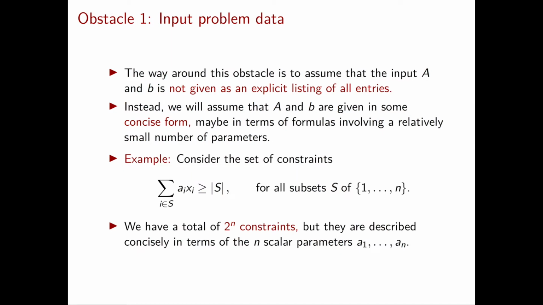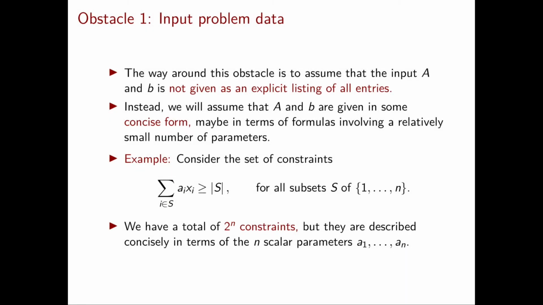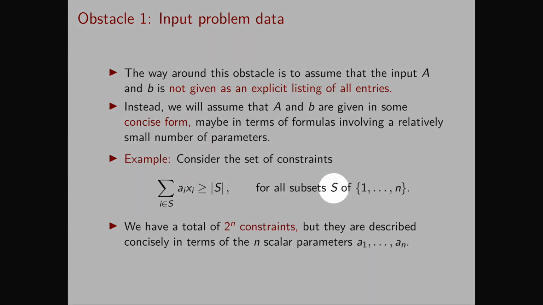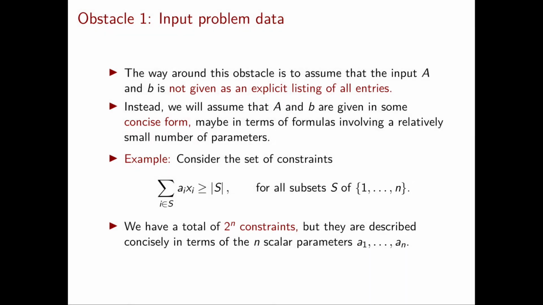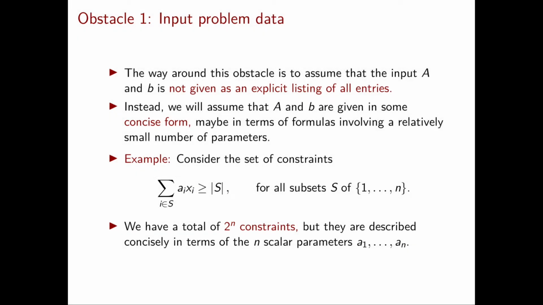Consider the following set of constraints. Sum of a_i x_i for i in S is greater than or equal to the cardinality of S. We consider this inequality for all subsets S of 1 to n. So in total, this system contains 2 to the n constraints. However, I am able to give them to you in a very concise form. In fact, everything I need to tell you is their form over here, and I need to give you the n scalars a_1 until a_n.